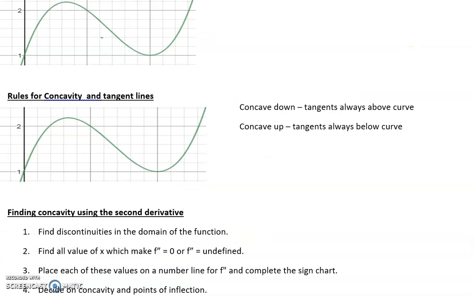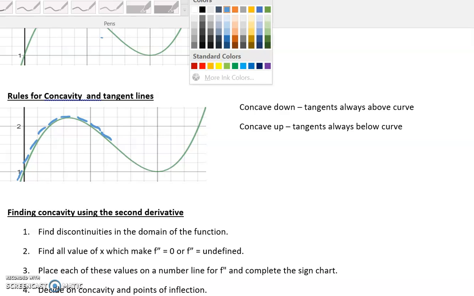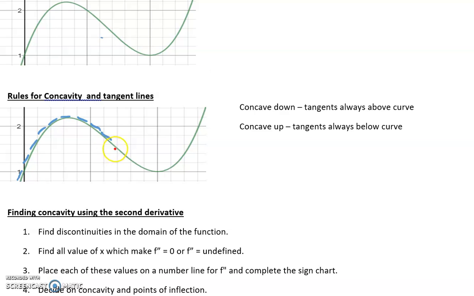Okay. Now the next thing, we're talking about these tangent lines. Now let's talk about some rules that we need to know. When I was drawing the tangent lines for a concave down region, notice the tangent lines will always be above the curve if I'm in a concave down area or interval. For a concave up, the tangent lines will always be below the curve.